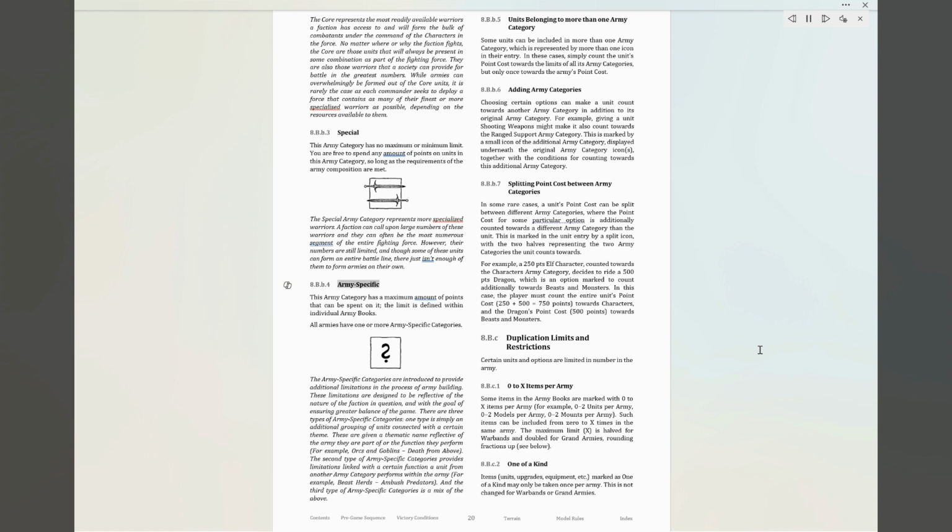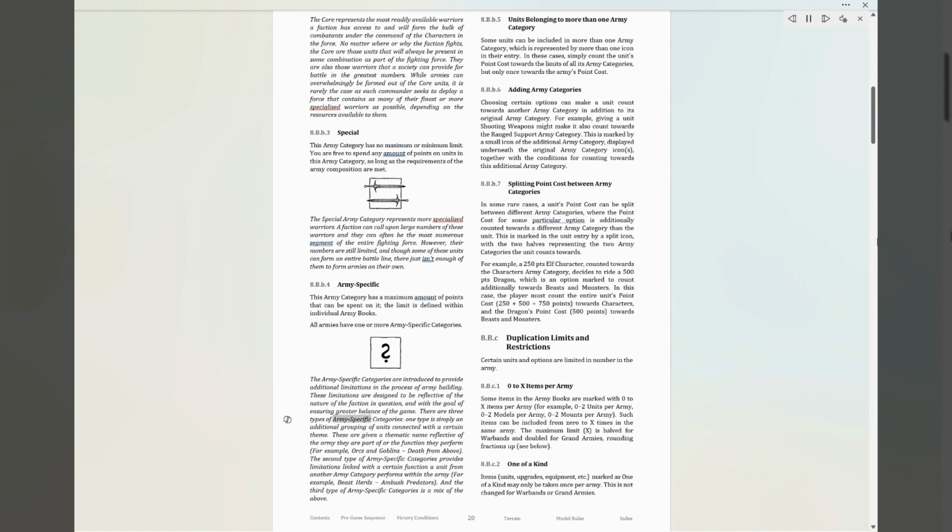Army specific. This army category has a maximum amount of points that can be spent on it. The limit is defined within individual army books. All armies have one or more army-specific categories. The army-specific categories are introduced to provide additional limitations in the process of army building. These limitations are designed to be reflective of the nature of the faction in question and with the goal of ensuring greater balance of the game.